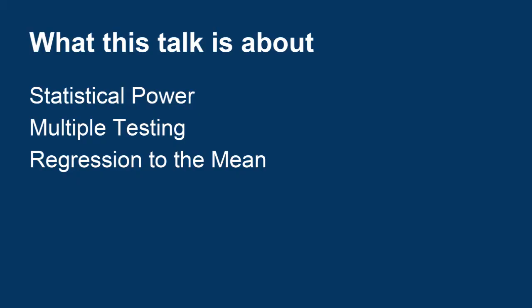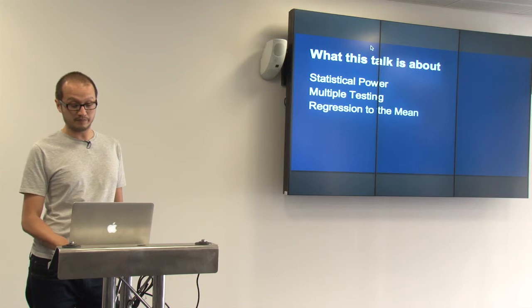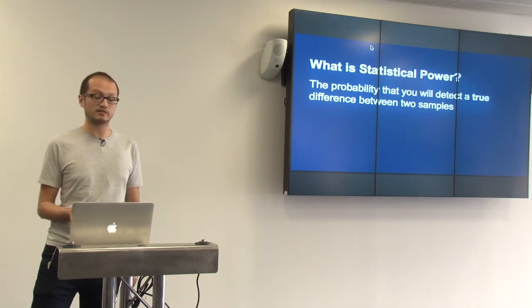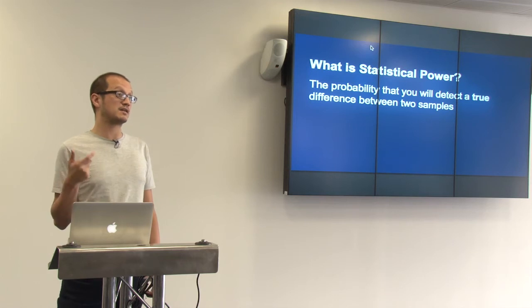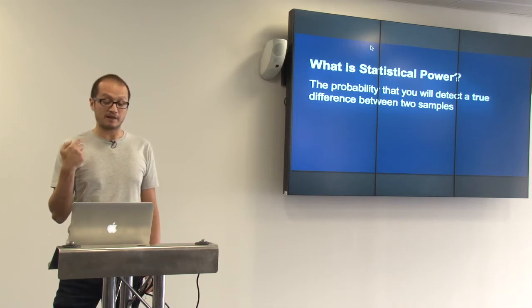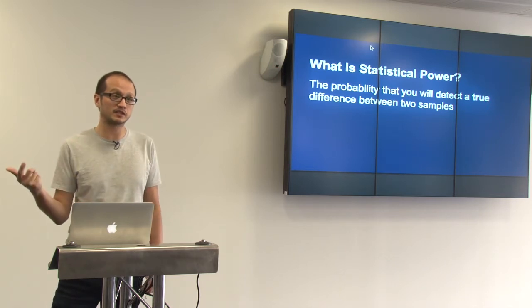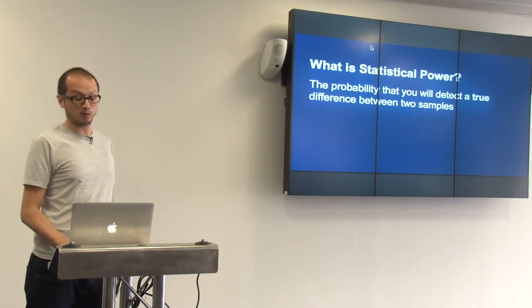These concepts are statistical power, multiple testing, and regression to the mean. So I'll start with statistical power. Probably most of you are familiar with this, but it's the probability that you'll detect a true effect between 2 samples. If there really is a difference between the 2 measurements that you're making, between the A and the B conversion rates, for instance, what's the probability that you'll actually see that effect when you do the test?